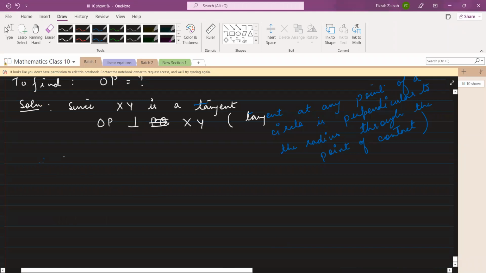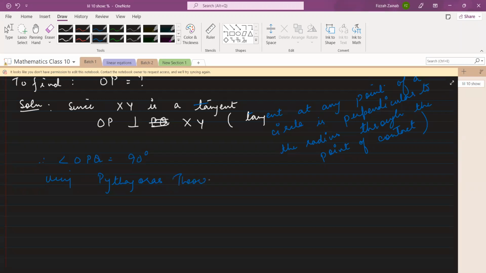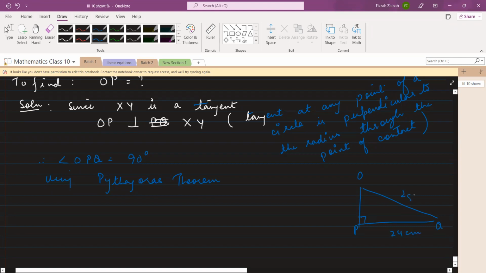So we have got angle OPQ equal to 90 degrees. Is that clear? Now we can use Pythagoras theorem. So this is the triangle OPQ, which is 90 degrees. This is 24 centimeter, this is 25 centimeter. Now all of you find OP. Please find it and tell me.